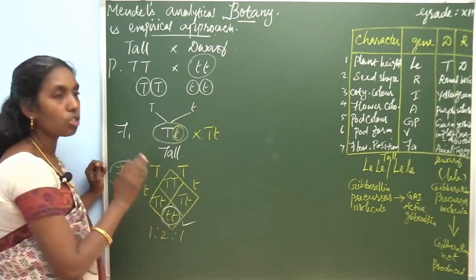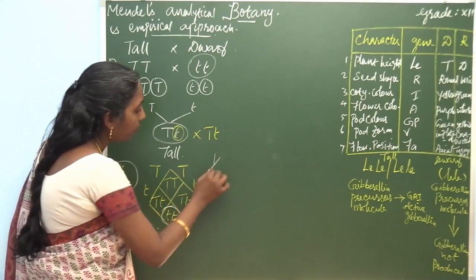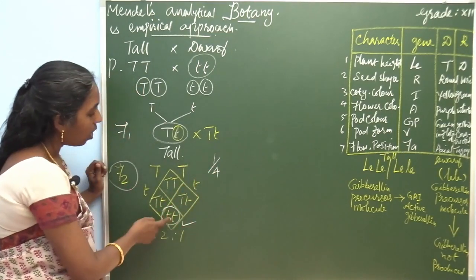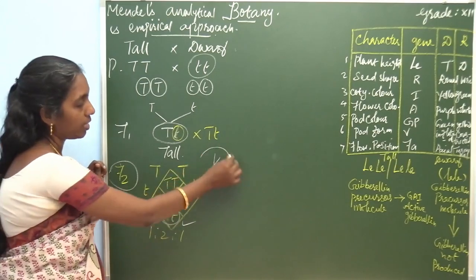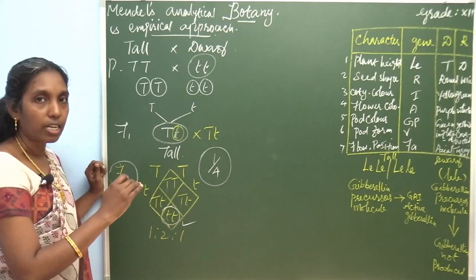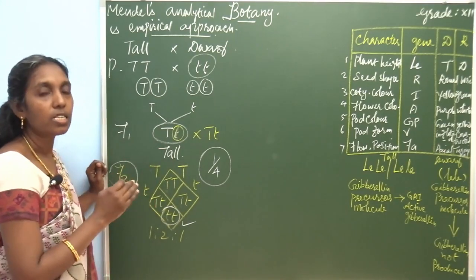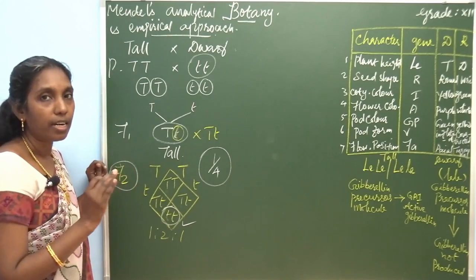In the F2 generation, the dwarf will be expressed in 1/4 of the plants. Out of these, 1/4 express it. Dwarf will be expressed in the F2 generation. So, Mendel's approach is really an outstanding approach.